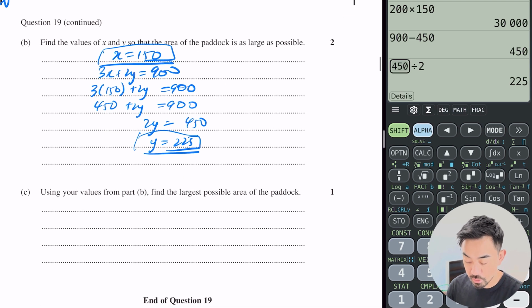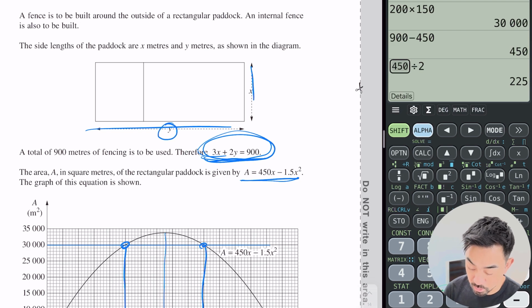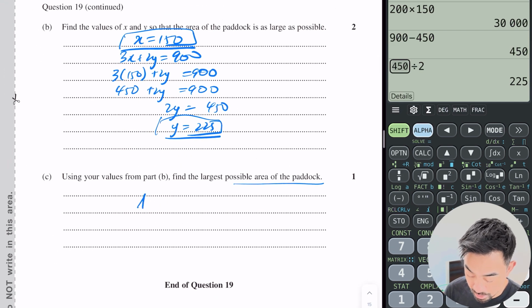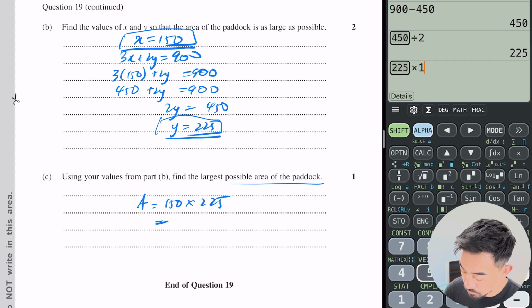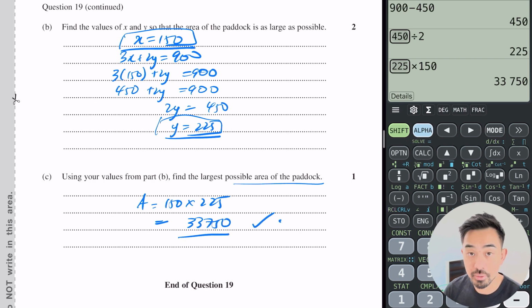Question C, using the values of part B, find the largest possible area of the paddock. Okay, so they're my dimensions. My rectangle is just x by y, so it's just going to be multiplying those. So the area will be 150 times 225. 33,750. Done.